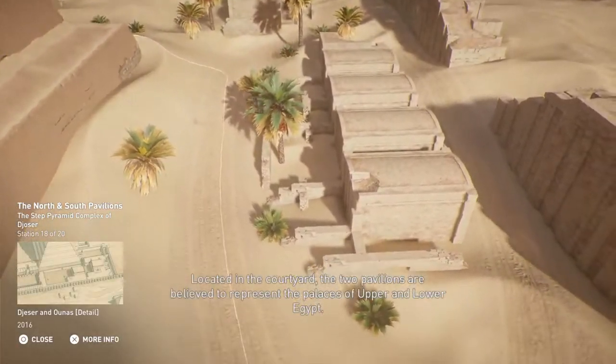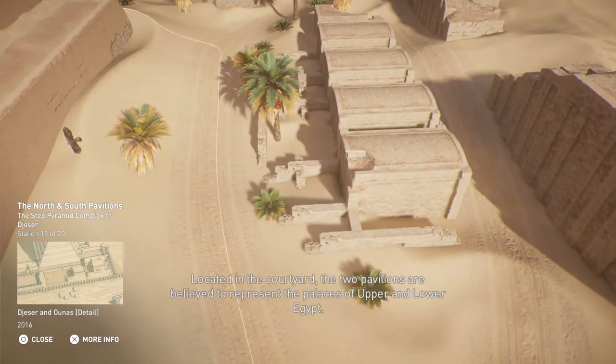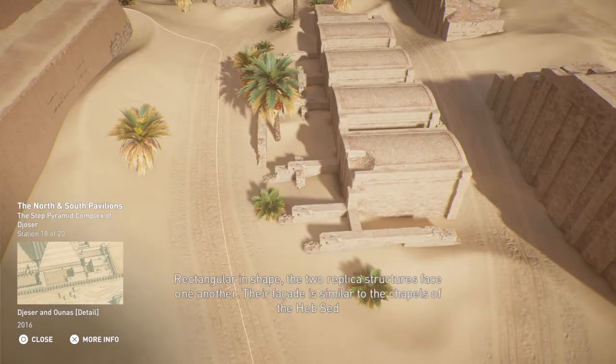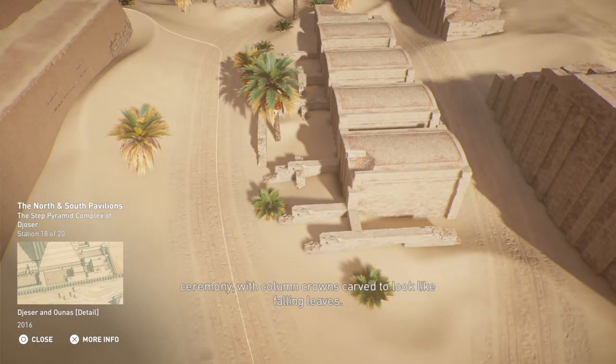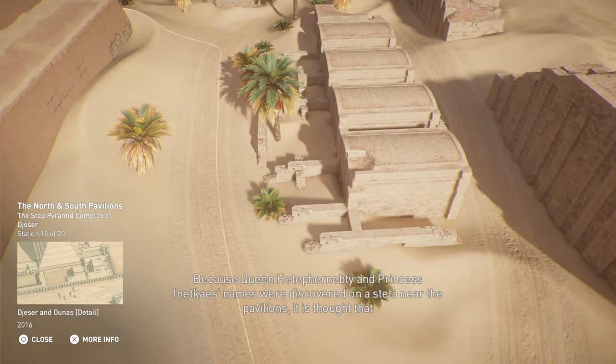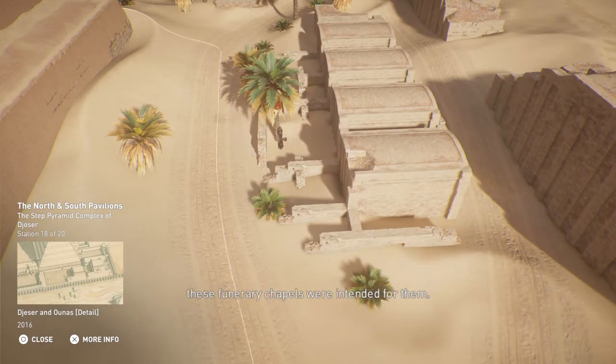Located in the courtyard, the two pavilions are believed to represent the palaces of Upper and Lower Egypt. Rectangular in shape, the two replica structures face one another. Their facade is similar to the chapels of the Hebsed ceremony, with column crowns carved to look like falling leaves. Because Queen Hetepherneptih and Princess Inetkas's names were discovered on a stela near the pavilions, it is thought that these funerary chapels were intended for them.